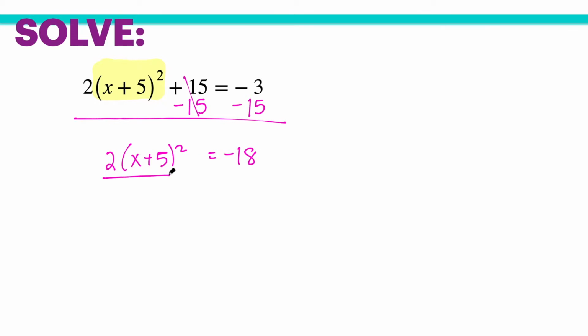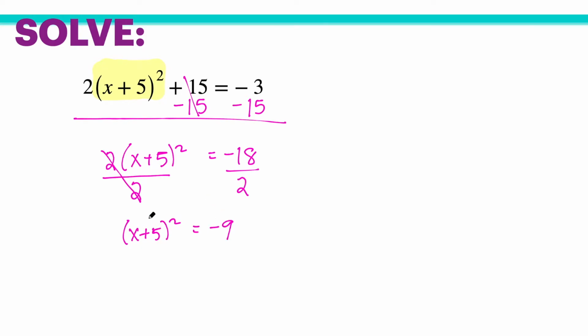And then we are going to divide both sides by 2 because don't forget the square needs to be by itself. It needs to be isolated. So I'm going to divide by 2 and I'll get x plus 5 squared equals a negative 9.